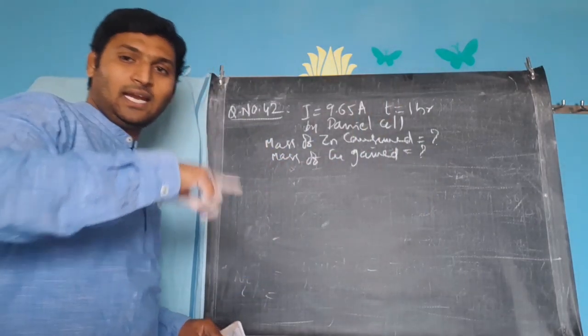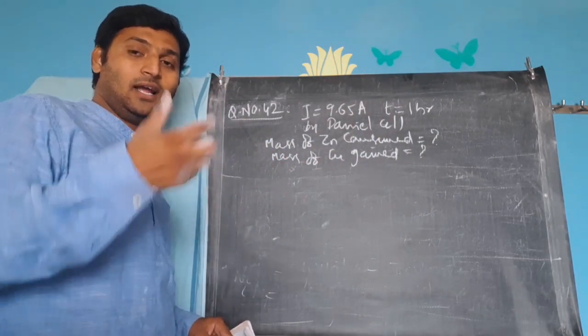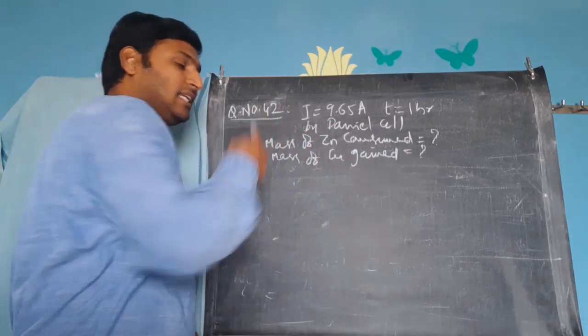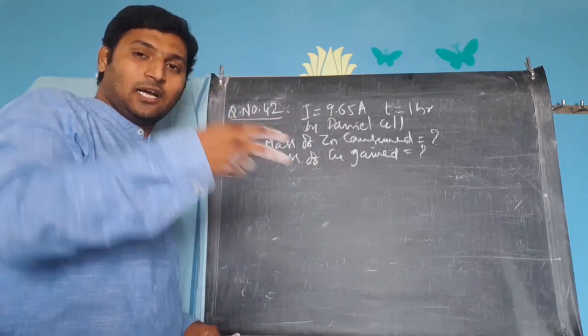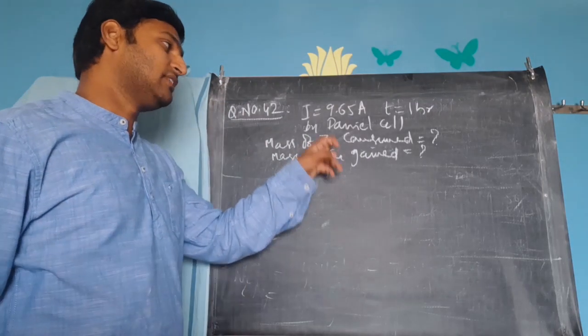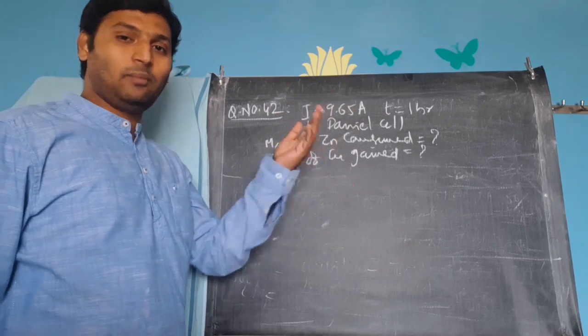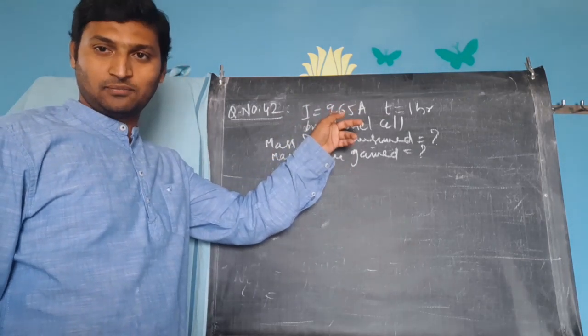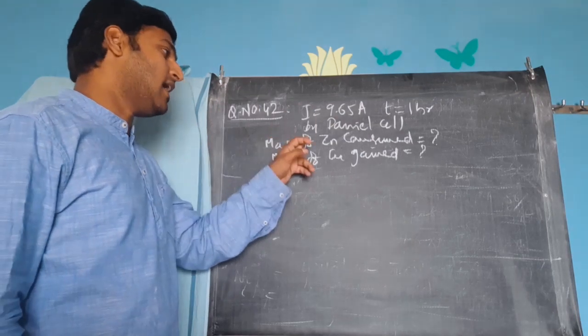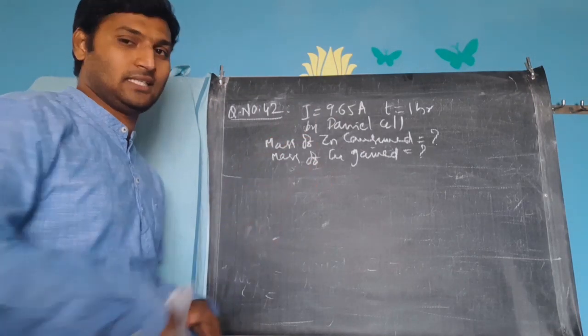You know that in the copper vessel reduction will occur: copper ions will gain electrons and deposit as pure copper. In the zinc vessel, oxidation will occur: zinc metal will lose electrons and enter the solution as zinc ions. That's why the weight of zinc will be reduced and the weight of copper will be increased as the cell progresses. That we learnt already in the working of the Daniell cell. Now he is asking how much is consumed and how much is increased.